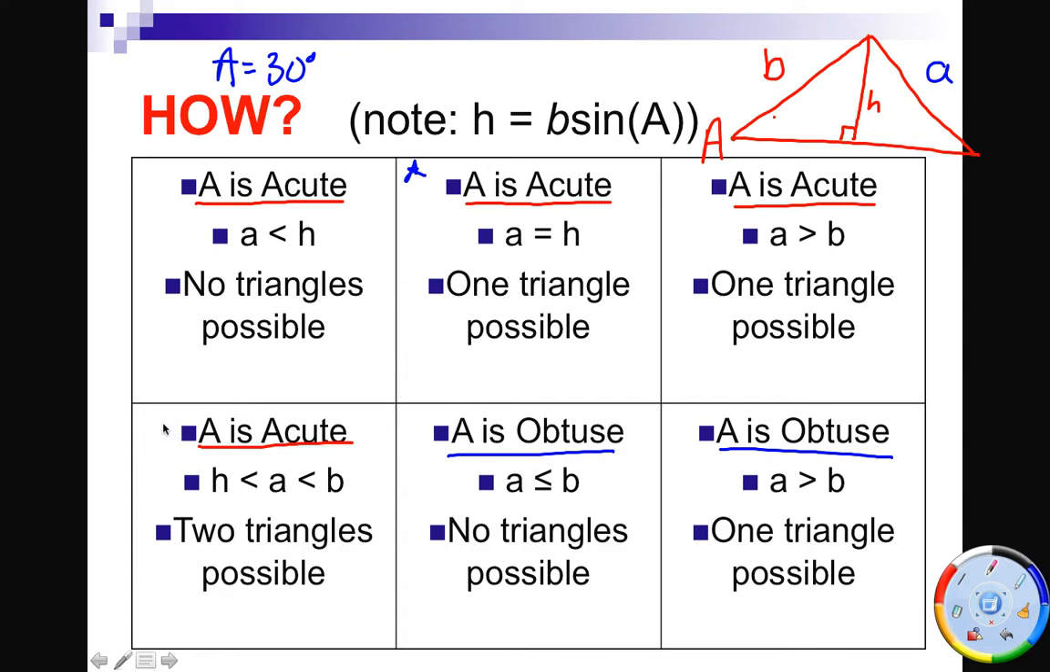And then this one, this is the one that nobody likes. This is the one like I gave the example on the last page. If A is acute, and the length of side A is between the length of the height and the length of B, then there are 2 possible triangles. Now I do have an example for this, so we will solve one of these. Then you come over here, if A is obtuse, then you make your comparisons and figure out if there's no triangles or just one triangle possible.